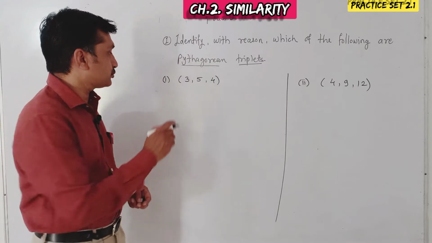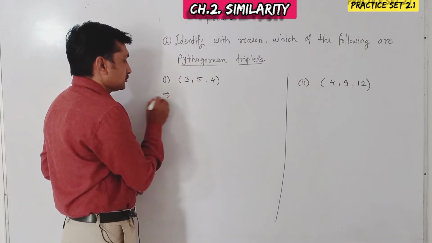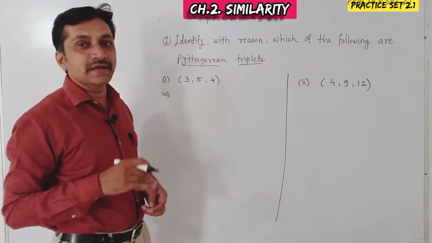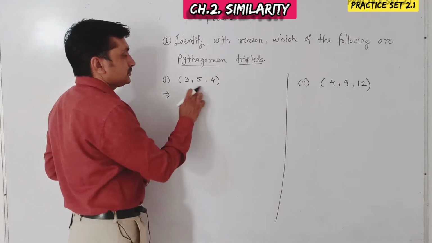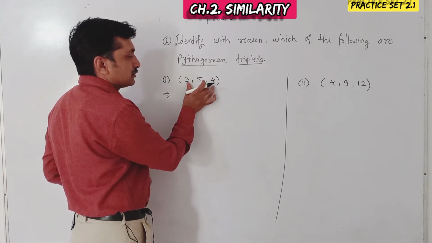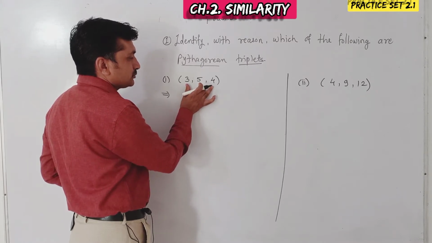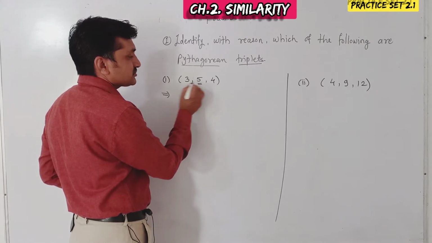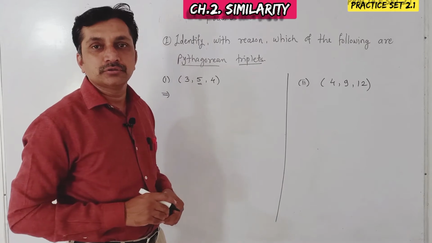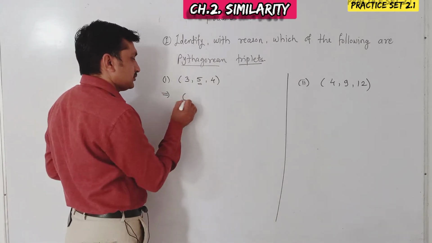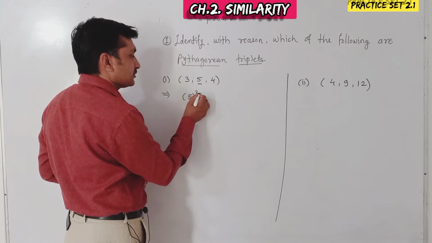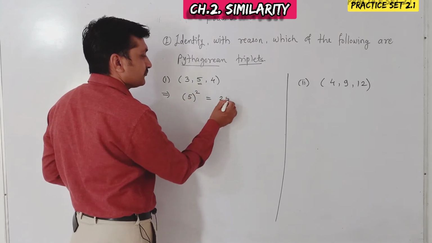And for that we have to use one method, that is the converse of Pythagoras theorem. In that, here are three natural numbers. In these three natural numbers, what is the largest number? Here the largest number is 5. Then take the square of this. Square of the largest number, 5 square, is equal to 25.